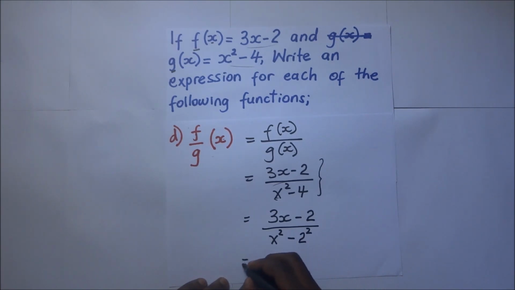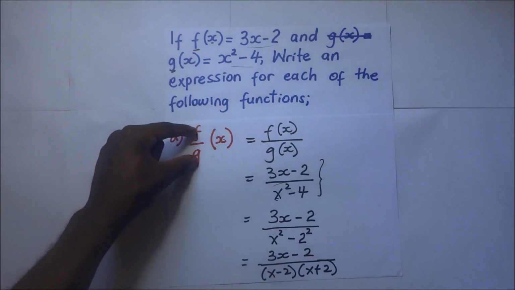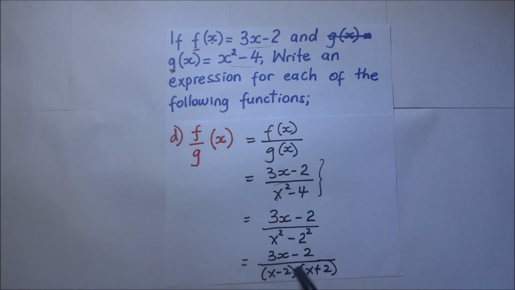And the difference of two squares ends up giving us (3x - 2) divided by (x - 2)(x + 2). Difference of two squares, the property. So definitely, remember we said that when it comes to a quotient, the key thing here is that the denominator is not supposed to be equal to 0.